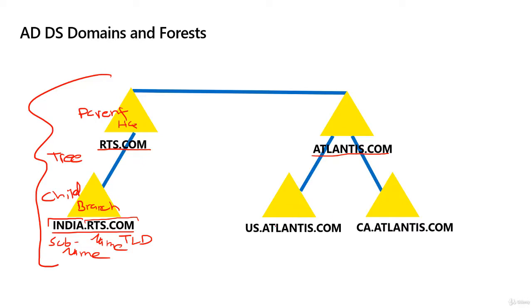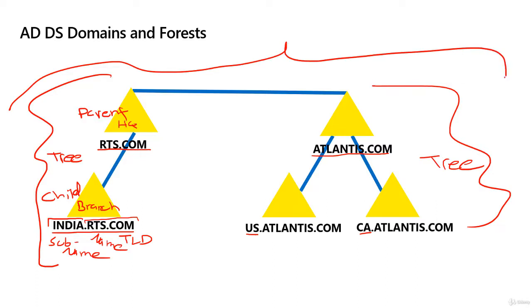Then under that, we have two child domains. I have us.atlantis.com and I have ca for Canada.atlantis.com. This is also a tree. Now, this entire picture is the forest. Now, this can be a little confusing.